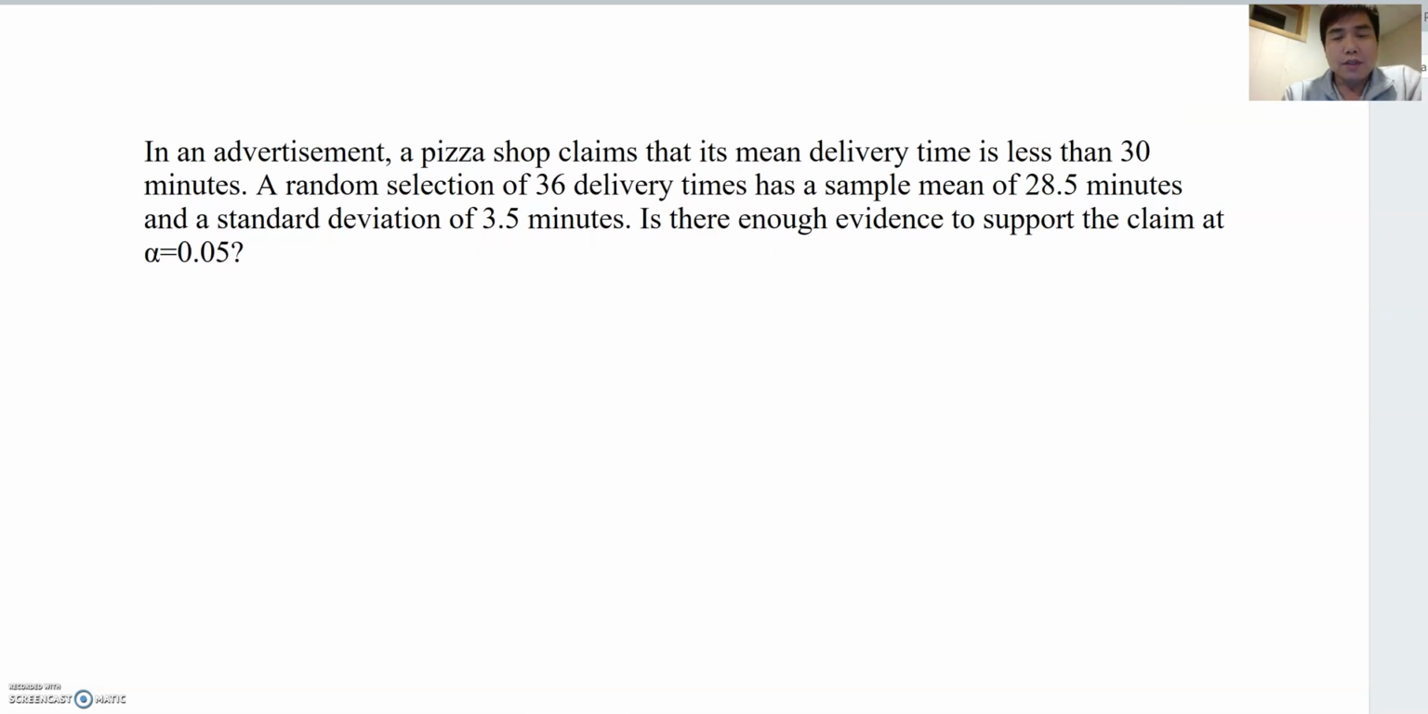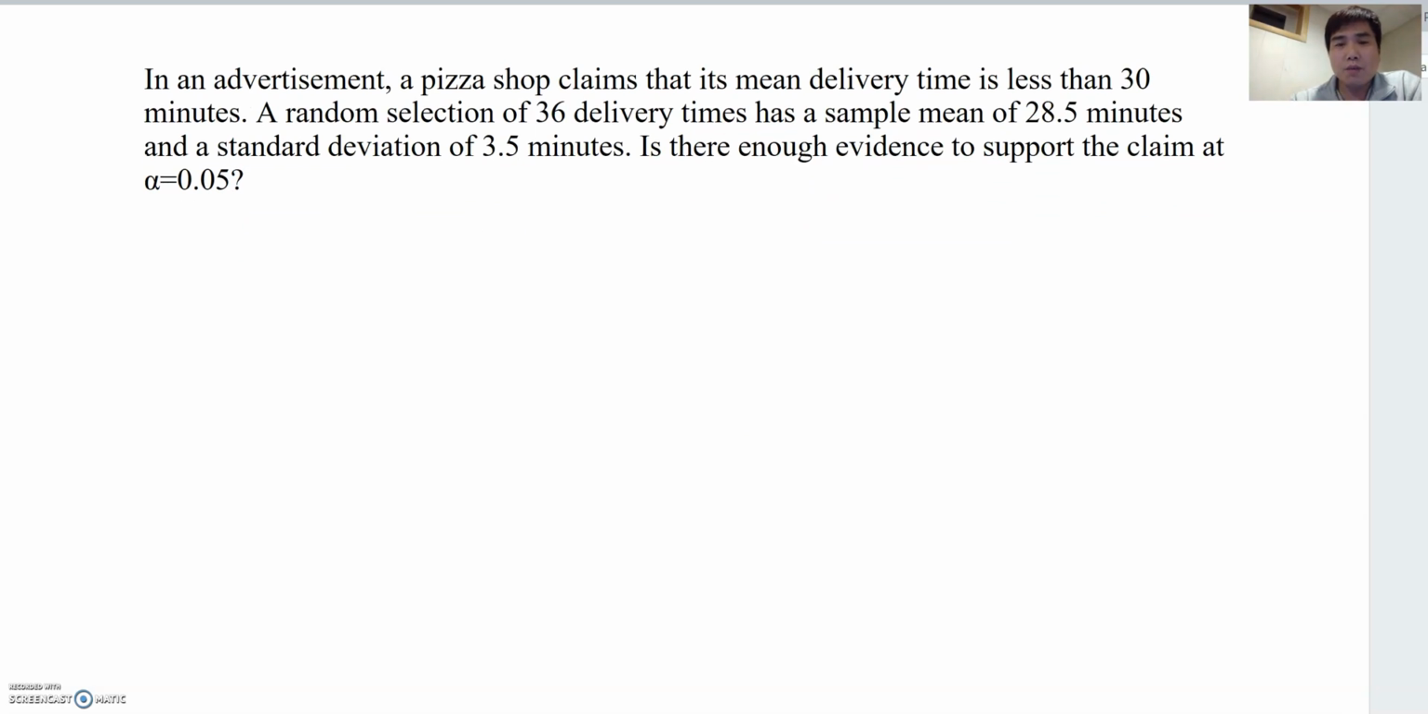In an advertisement, a pizza shop claims that the mean delivery time is less than 30 minutes. A random sample of 36 delivery times has a sample mean of 28.5 minutes and a standard deviation of 3.5 minutes. Is there enough evidence to support the claim at alpha equal to 0.05? So, what is the first step we have to do? Yes, set up the null and alternative hypotheses.